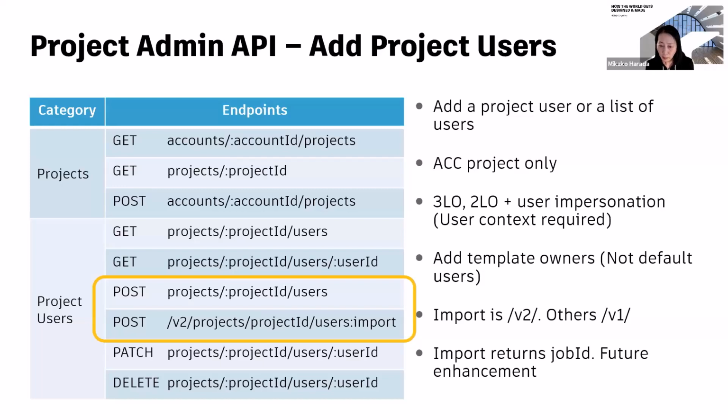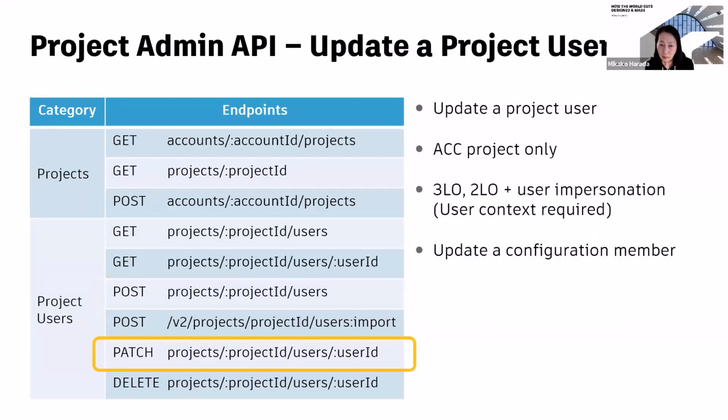And import returns a job ID, same as the previous post project. It returns the job ID, but again, this will be a future enhancement. In the future, we'll be able to check the status of the job by this job ID. And then Tom will explain how to check with the currently available APIs later.